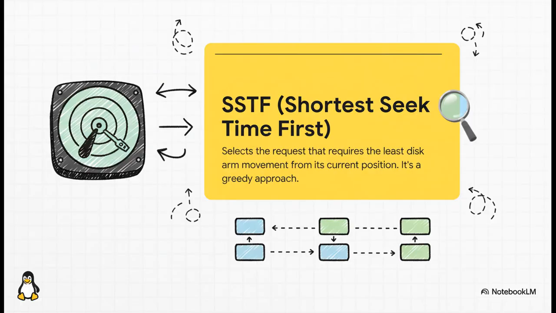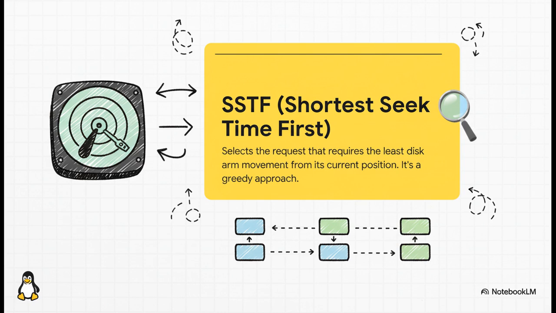Okay, so let's get a little smarter with shortest seek time first, or SSTF. This one is all about being greedy, in a good way. From wherever the disk arm is, it just looks at the queue and picks the request that's closest. The goal is to make the smallest possible move every single time. Now there is a catch.